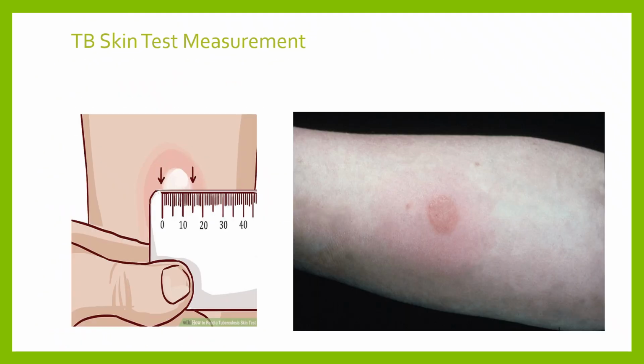Again, it's important to understand how we measure the TB skin test. We're looking for induration or swelling, not the erythema or redness. Here's an example of how to measure the induration and what a positive may look like.